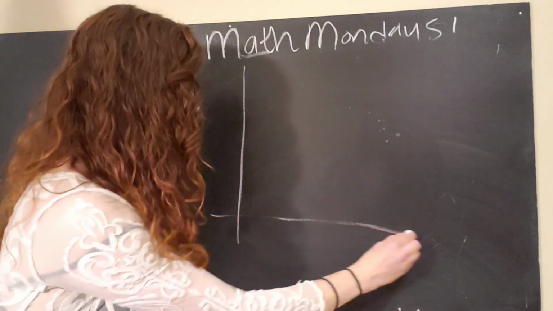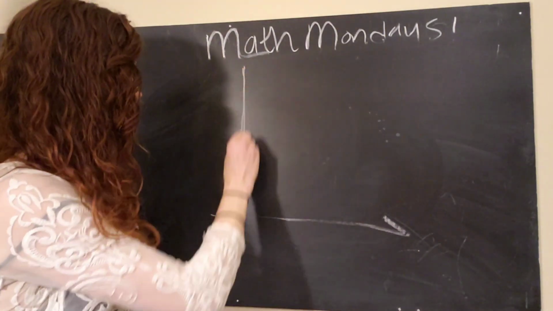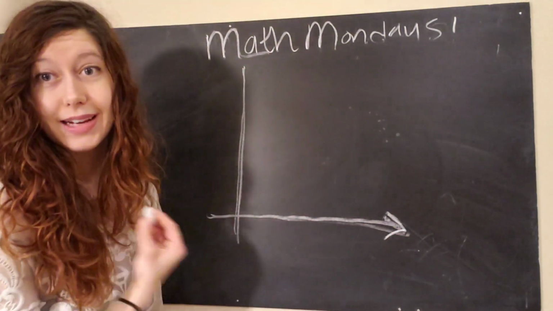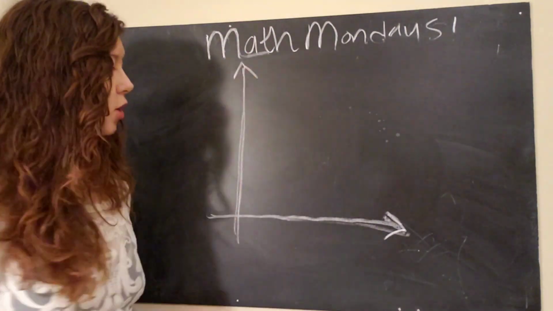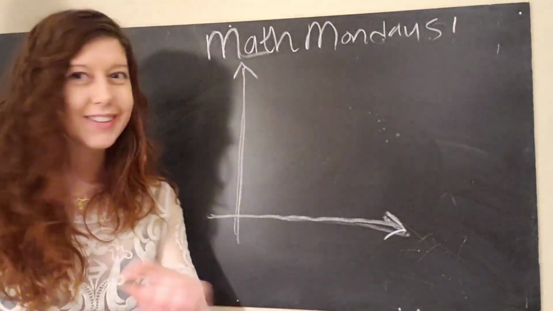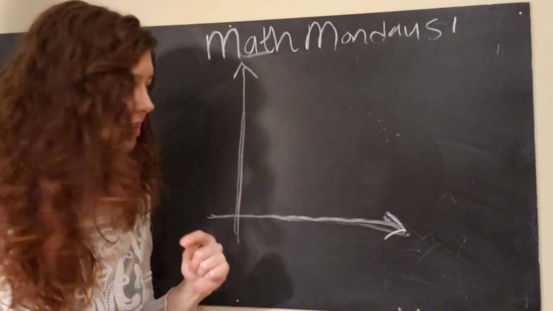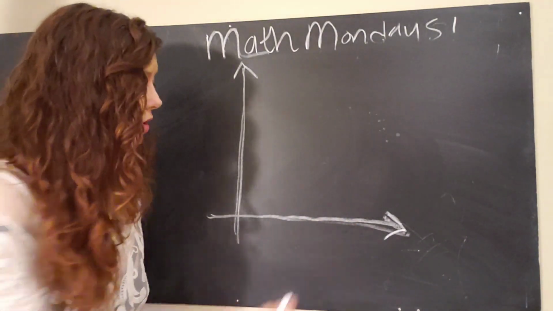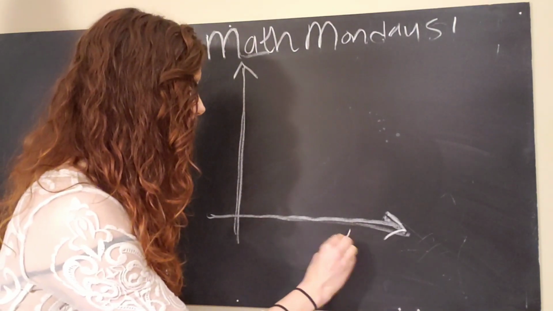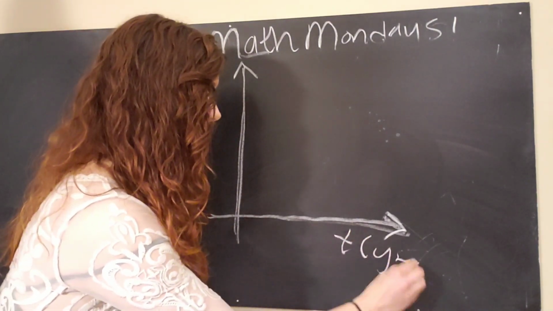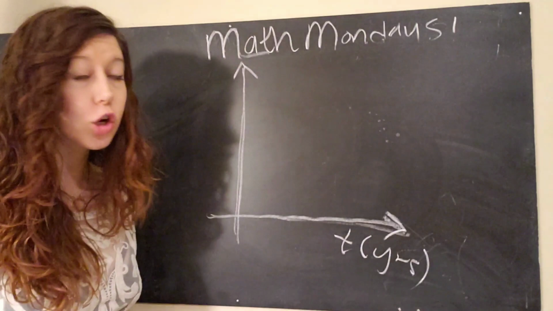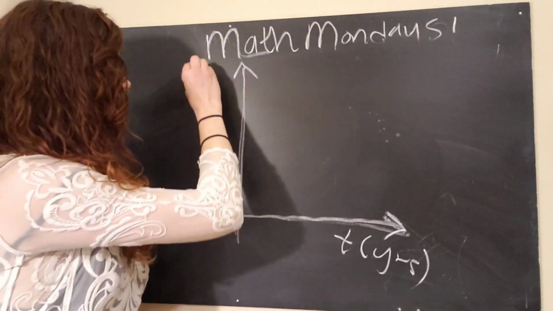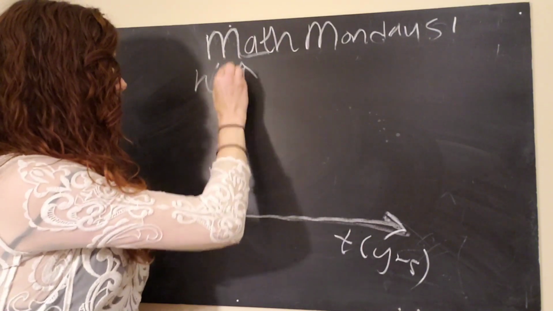So first things first, we have to create a graph, because I don't have lines on my chalkboard, so I'm going to create my own. And like good mathematicians and scientists, I'm going to label my axes. On my horizontal axis, I'm going to have time in years. On my vertical axis, I am going to have height in feet.